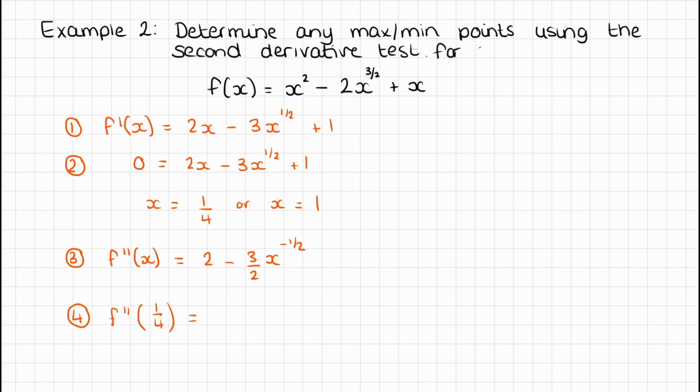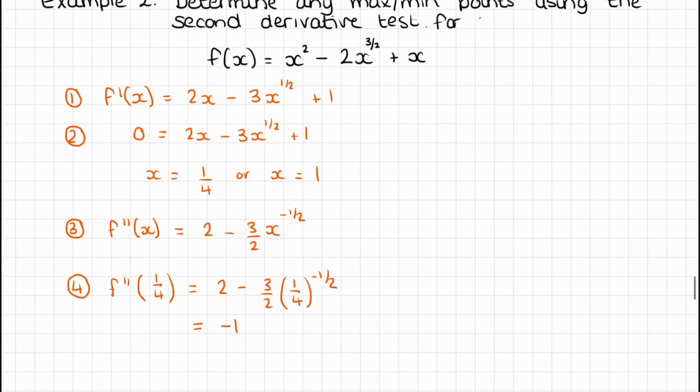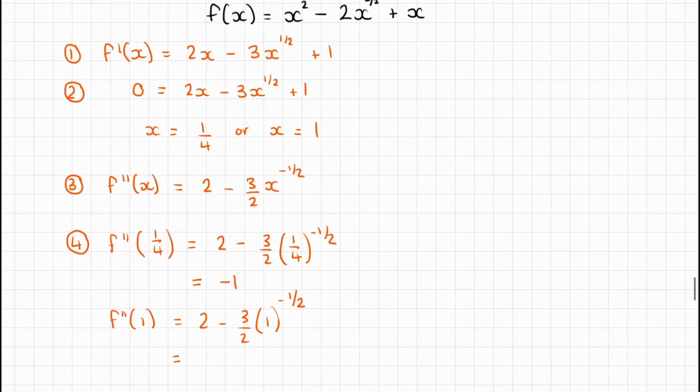We'll put a quarter into 2 minus 3 on 2 multiplied by a quarter to the power of negative a half. That will give us an answer of negative 1. And then we're going to sub in 1 into the equation too, which would be 2 minus 3 on 2 times 1 to the power of negative a half, which gives us a solution when you work this out of a half. Now from here, once again, we're just looking if they're positive or negative.